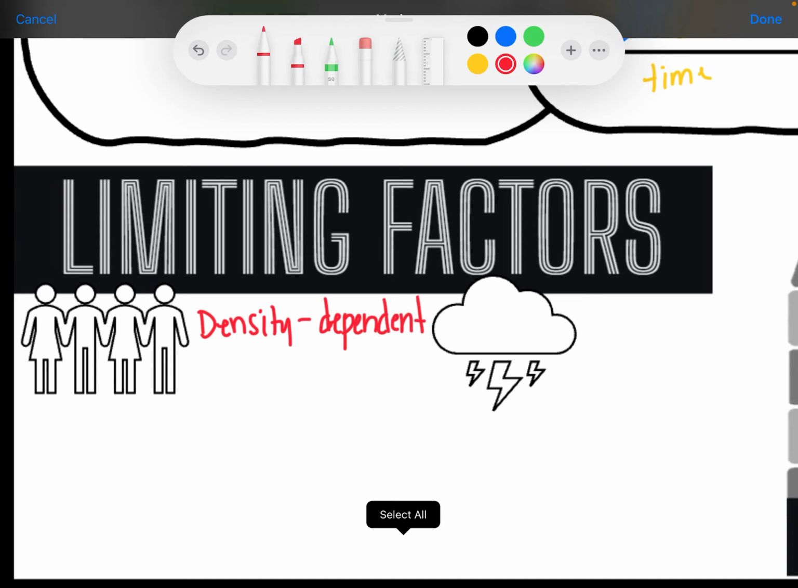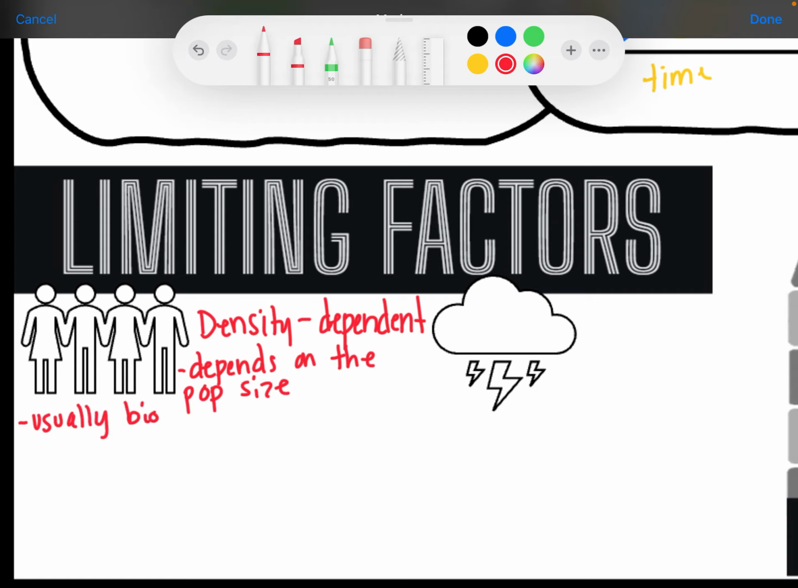Meaning, the population is limited because of their size. So it depends on the population size. I'm just going to write pop size. And it's important to note these are usually biotic things. They're usually because of living things.